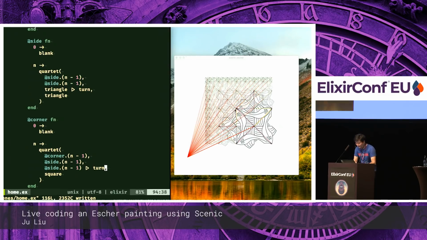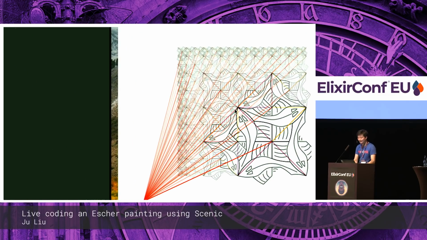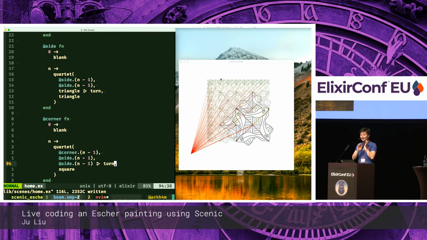Beautiful. And look, this is exactly what we wanted to do, right? We have this square, we have the side, we have the turned side, we have the recursive case of the corner. And really, now these are the two meta components.